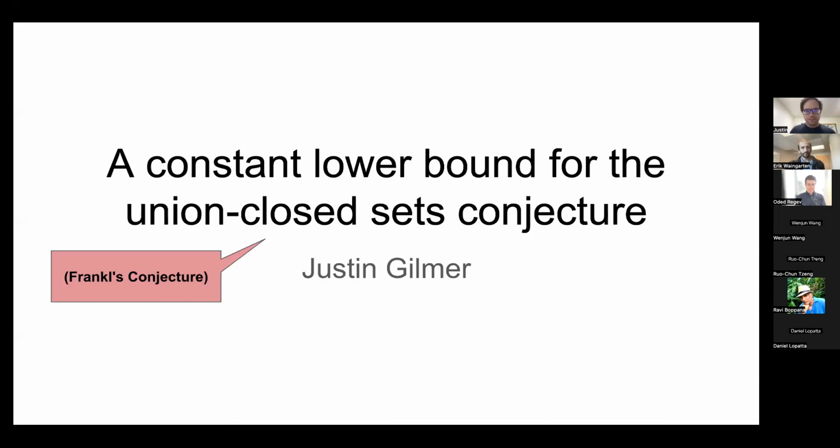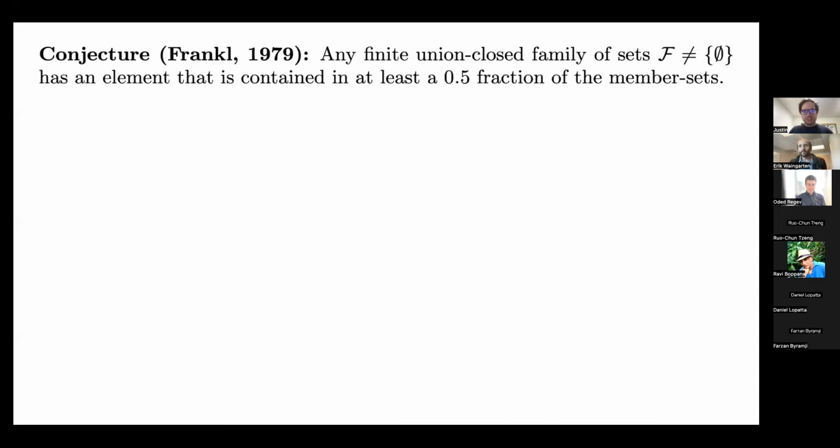Yeah, thanks for having me. So this talk is about the recent progress on Frankl's conjecture. Just to introduce the problem, Peter Frankl in 1979 made the following conjecture: if you have any union closed family of sets, with one exception, the family containing just the empty set, then there is an element that is in at least half of the member sets of the family.